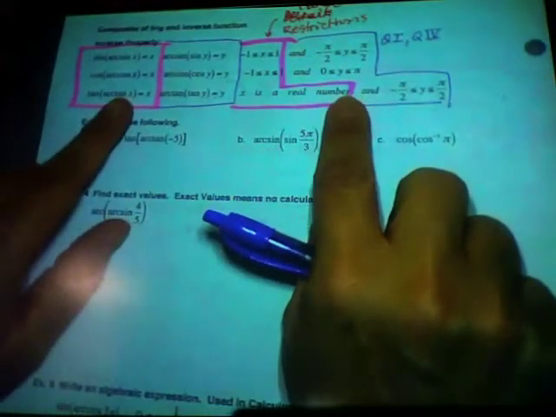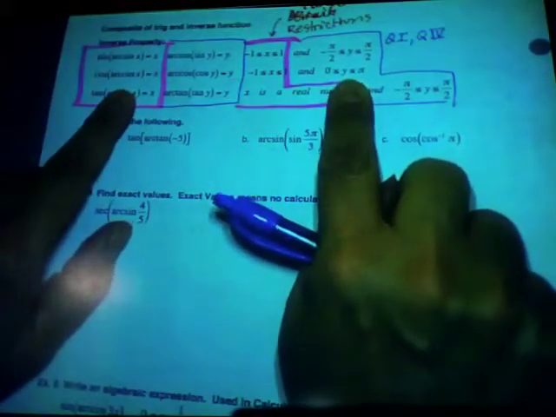So look at these restrictions here. For cosine, it has to be between 0 and pi. Isn't that quadrant 1 and quadrant 2? Tangent has the same restrictions as sine, quadrants 1 and 4.